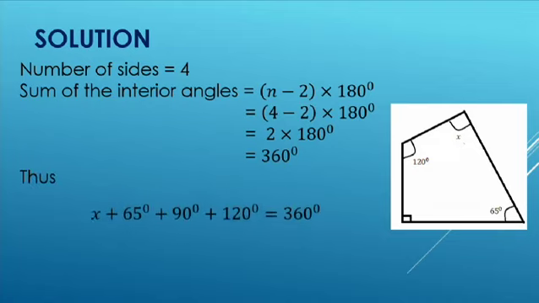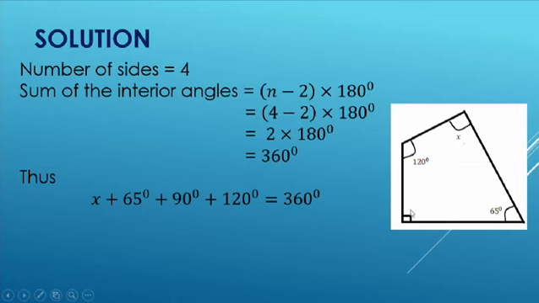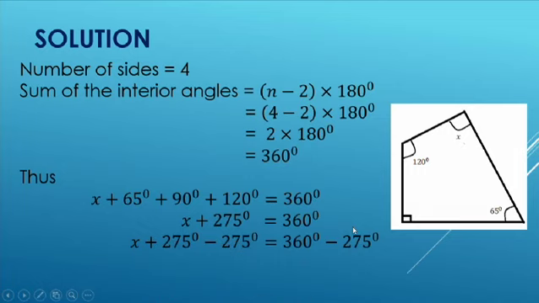It means that when we add all these angles together, we are going to have 360 degrees. So that will be x plus 65 degrees plus 90 degrees plus 120 degrees is equal to 360 degrees. So what do we need to do? You simplify it. You will get x plus 275 degrees, which is equal to 360 degrees. And you solve it, right? You will get x is equal to 85 degrees.